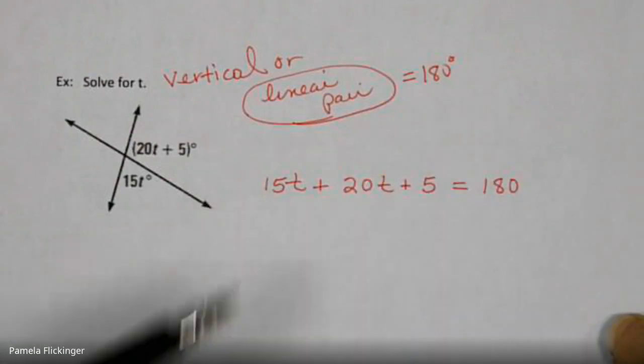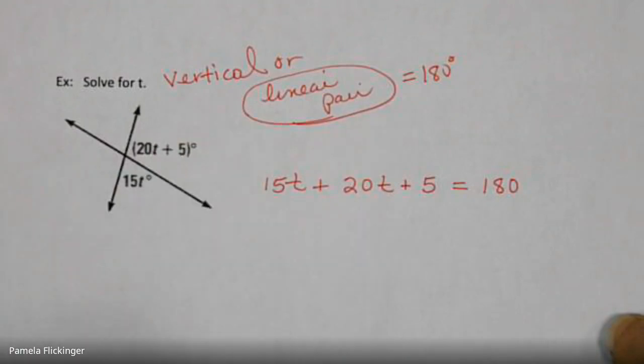Now notice in the equations, I'm not putting the degree signs. All right, you don't want to do that in the actual equations. But when you're writing final answers of measures that represent angles, we need the degree sign in the answer.